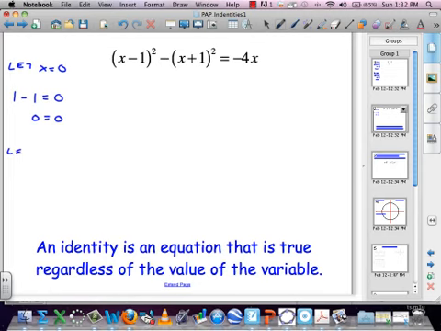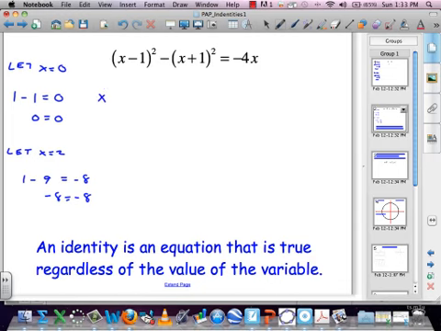Let's let x equal 2. We're going to get 1 squared, which is 1, minus 3 squared, 9, is equal to negative 8. Negative 8 is equal to negative 8. And once again, we get a true statement. And so if we keep playing around, we're going to keep getting true statements, and we might be led to believe that these two expressions are indeed equal, making the equation true for all values of x.